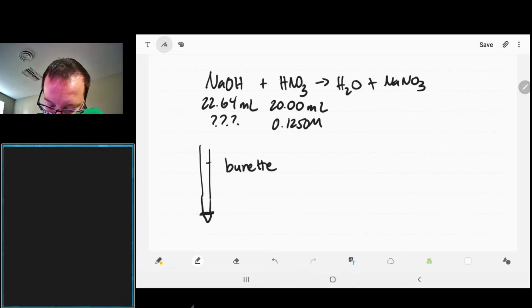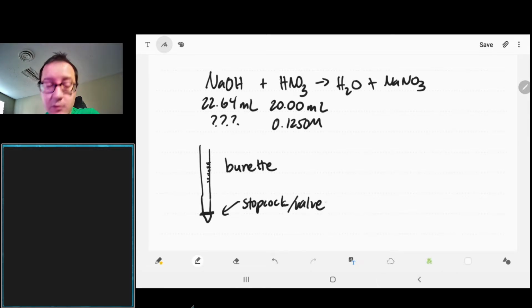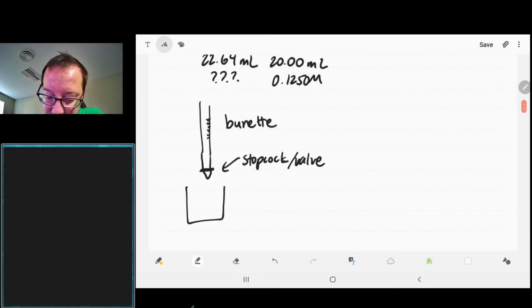And burettes have very, very fine graduations on them, so you can see exactly what the volume is inside there. And this is a stopcock or a valve that you can open to allow it to drip, and you can do it drop by drop. So you can get this to move very slowly, and you'll be able to add exactly as much as you want.